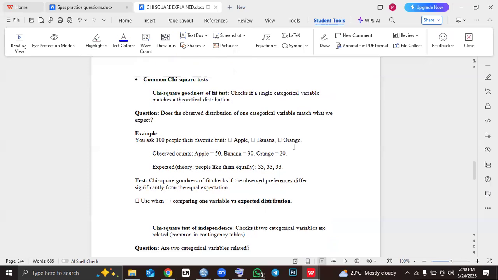So, when do we use chi-square goodness of fit? We use chi-square goodness of fit when we are trying to compare one variable with expected distributions. For example, here we are trying to see whether the 100 people, in our example, equally like the fruits that are being described, or there's a significant difference between them. Good.